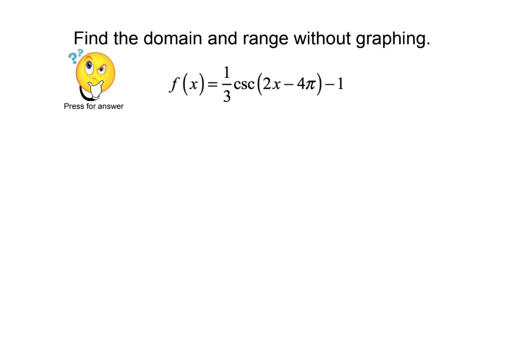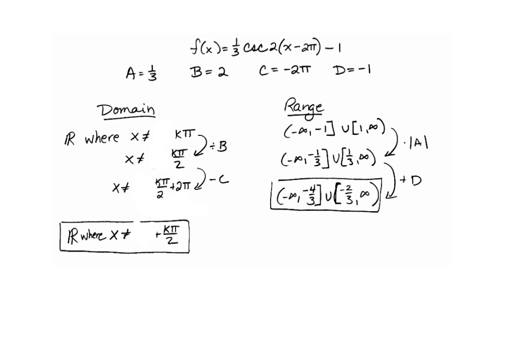Now I'd like you to find the domain and the range of this one without graphing. Press pause on your video. When you're ready for the answer, press play again. Here is my answer. Notice that my starting place is different. So for cosecant, it's all reals where x is not equal to k pi. That is where my asymptotes are before I stretch or shift. My range is from negative infinity to negative 1, 1 to infinity.